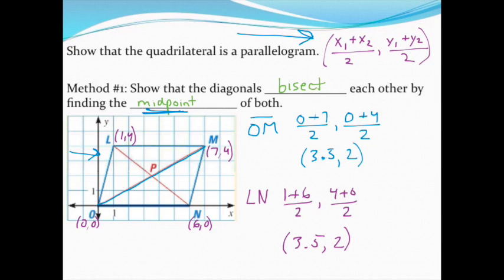And so I found both midpoints, and what I can see is that the midpoints of both diagonals are exactly in the same location, meaning the diagonals bisect each other. So that can serve as my proof that this is in fact a parallelogram.